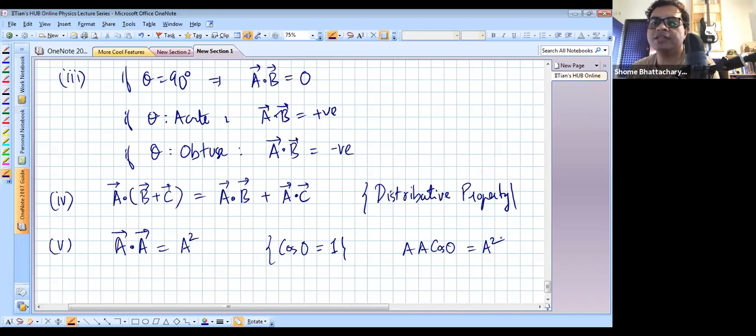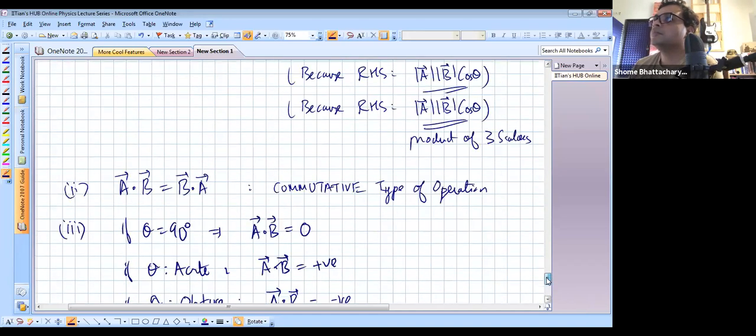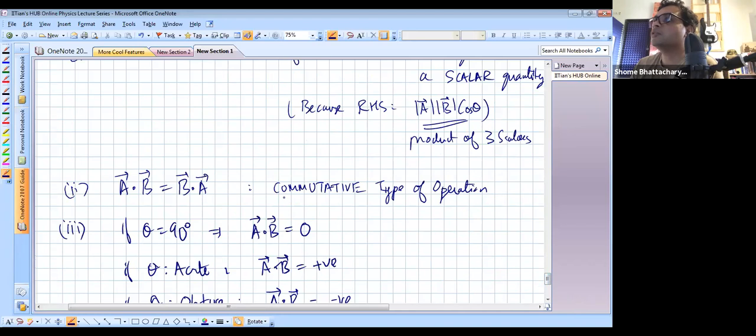It is equal to BA cos theta. Please pay attention to what I'm saying. Distributive, I have not said that it's not commutative. Pay attention over here. I'm saying it is a commutative type of operation. So A dot B is equal to B dot A.